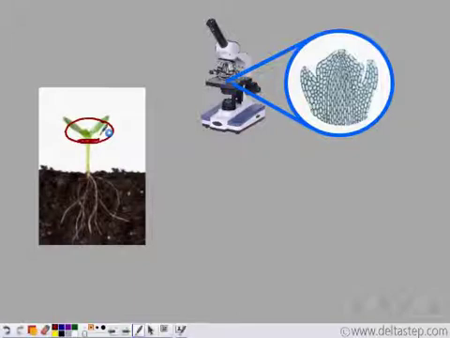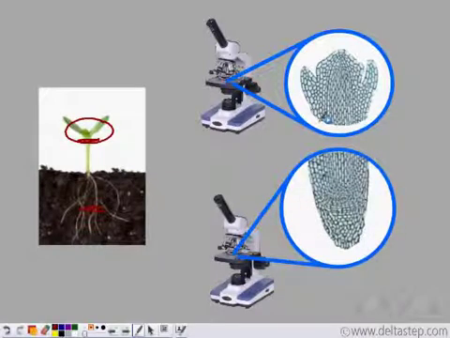Why don't we cut a little portion of the root tip and observe it under the microscope? So, we cut a small portion of the root tip and observe it under the microscope. See, this is the root tip, and you can see all the cells of the root tip. Now compare between these two cells. See, they are almost the same structurally.